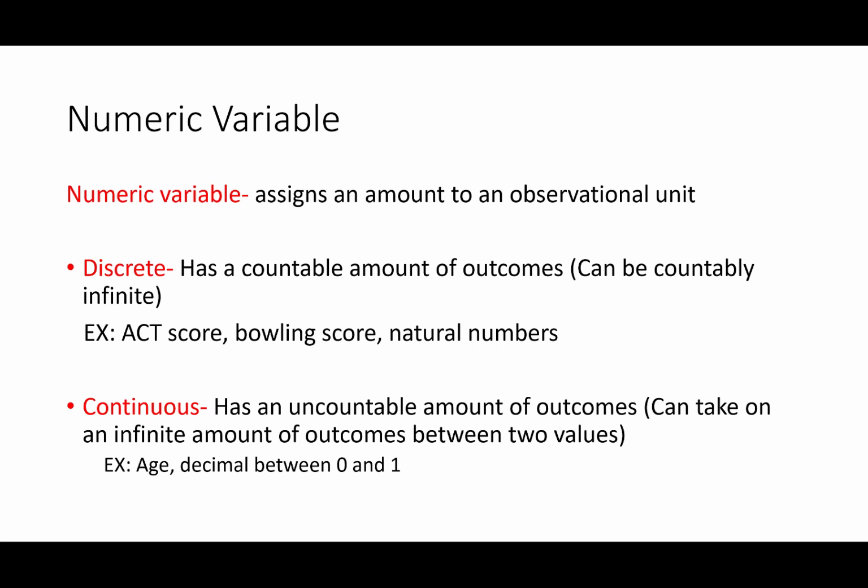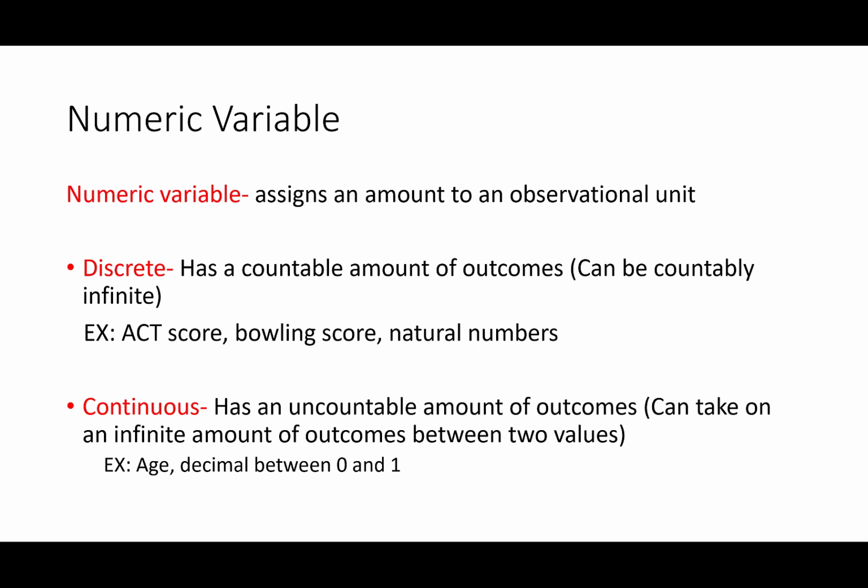Some discrete examples we can think of are an ACT score. If you've taken the ACT, it's a standardized test, and I believe the scores go from 1 through 36. You can't get something like a 28.5, right? You can only get 1, 2, 3, all the way up to 36. Same thing with bowling. You can't bowl 115.25. You can only get whole numbers, and you can score between 0 and 300.